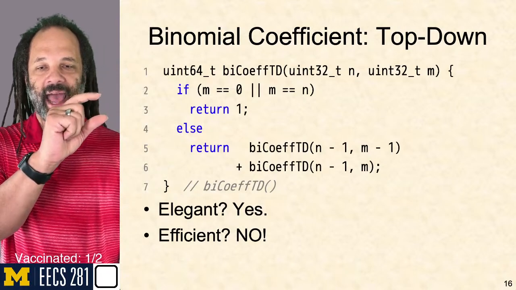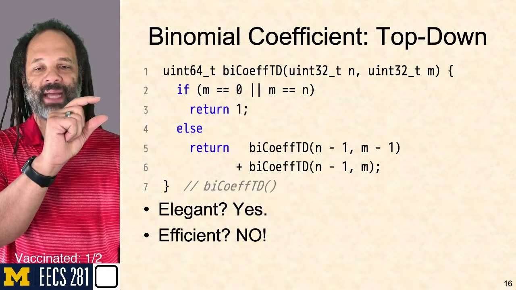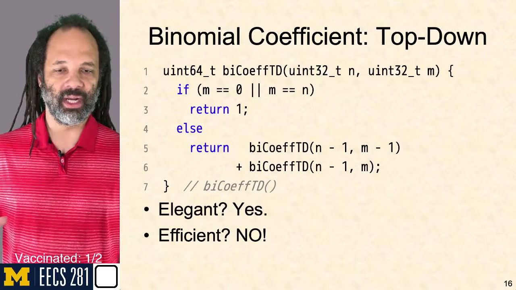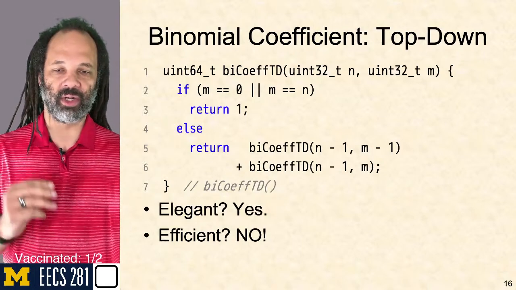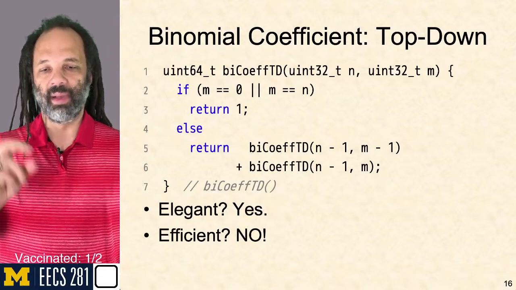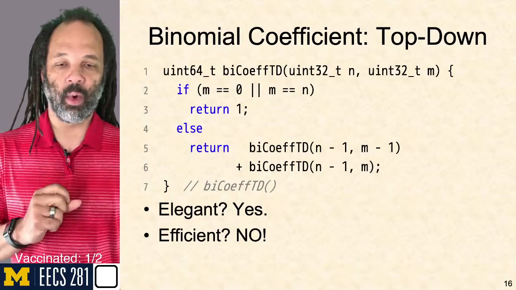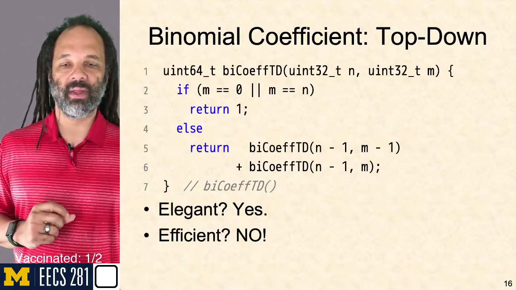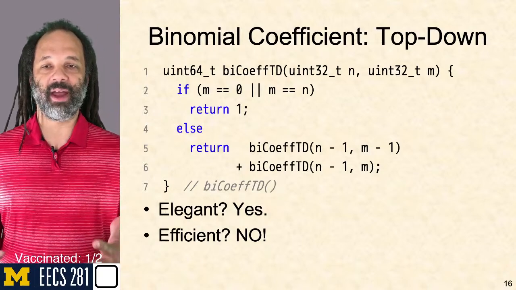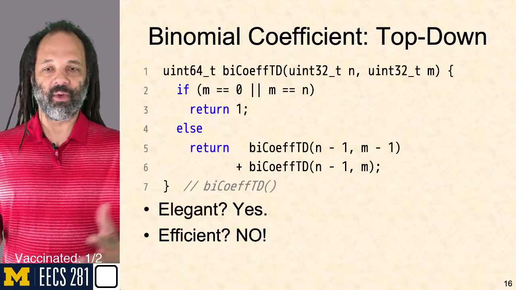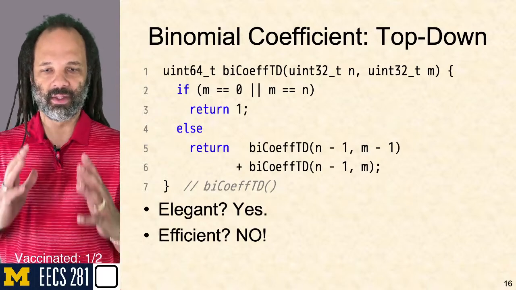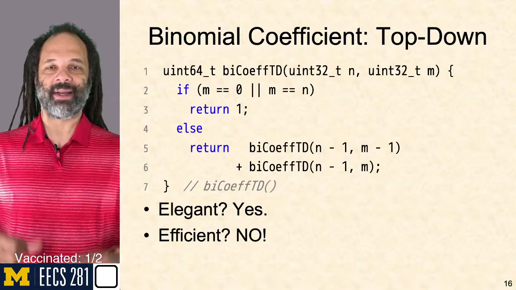There's my base case. And then binomial coefficient top down calls binomial coefficient top down again in lines 5 and 6 with the recursion. It looks just like the previous version where I'm returning binomial coefficient n minus 1, m minus 1 plus binomial coefficient n minus 1, m. Those are the two ways that I add this up. And you can see here, this is incredibly elegant. It's a direct translation of the previous mathematical version of this. So simple, so direct. So in terms of elegance, I'm going to say yes.